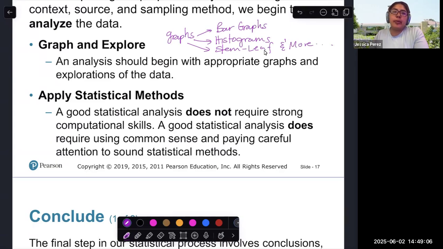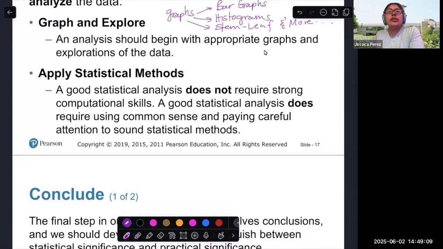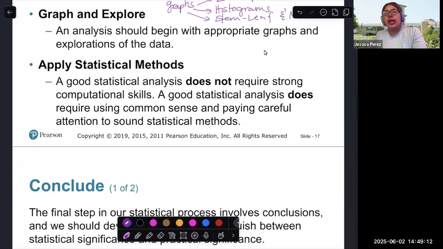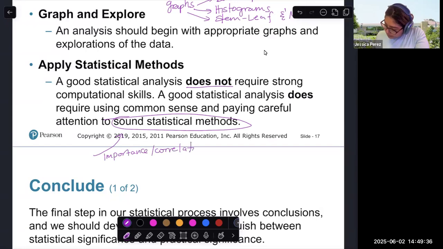An analysis should begin with an appropriate graph and exploration of the data. We're going to be applying good statistical methods that do not require strong computational skills. A good statistical analysis does require some common sense and paying careful attention to sound statistical method. So the importance of it: there's a correlation, a relationship. Is it having an impact?